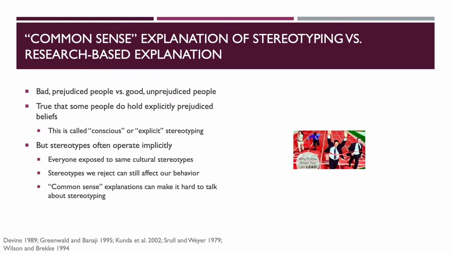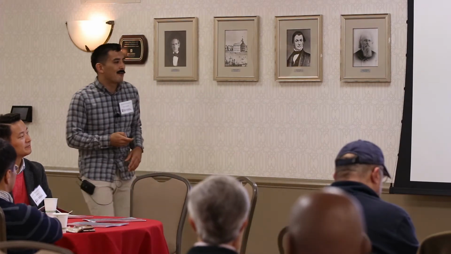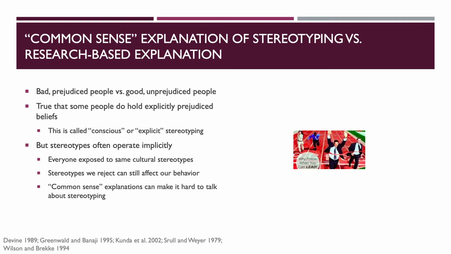Even if we reject a stereotype, we don't believe it, it still can affect our behavior, our perceptions, our evaluations. That's sort of the power of stereotypes in general. They're very, very powerful. So what I'm getting at is that this common sense notion of good and bad people, where the good people don't stereotype and the bad people do, makes it hard to think about how stereotypes actually work, because everyone is affected by stereotypes at the unconscious level, right? Okay.